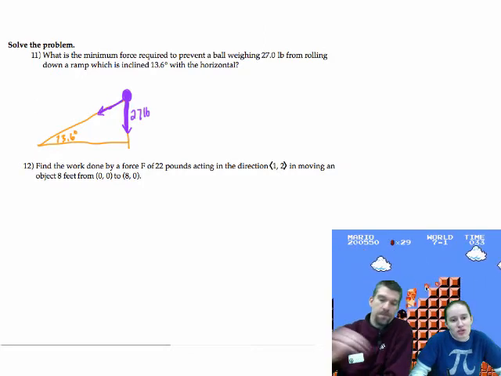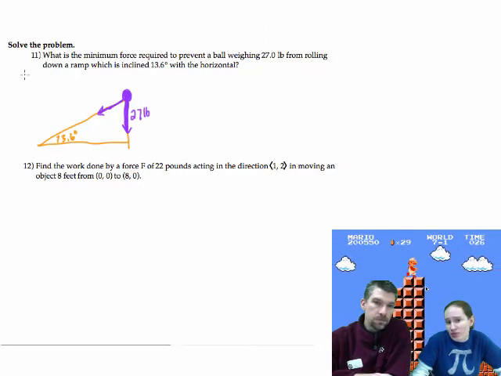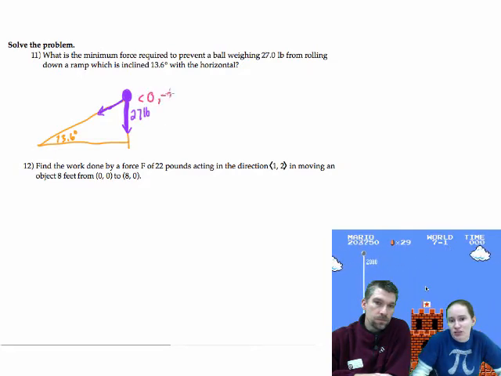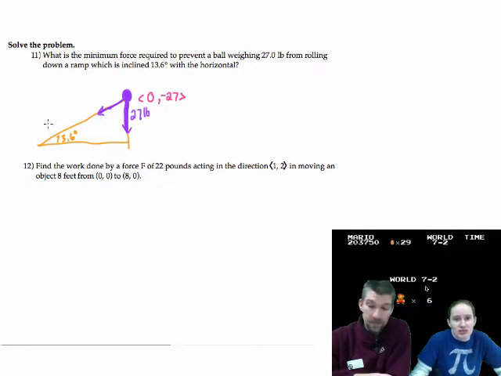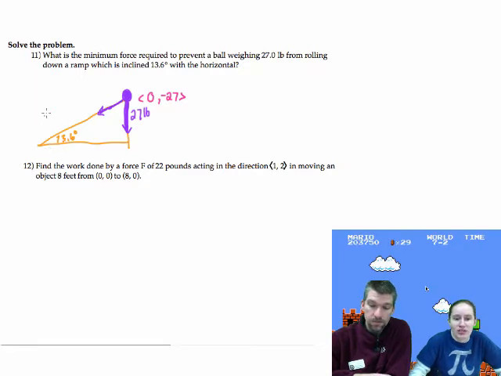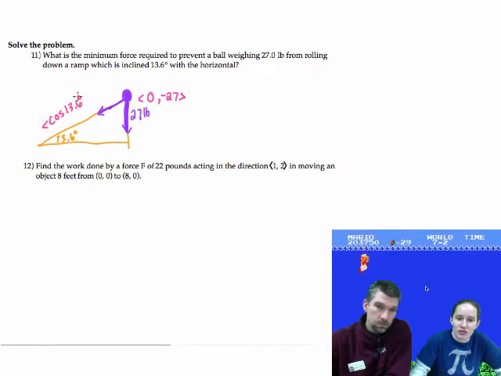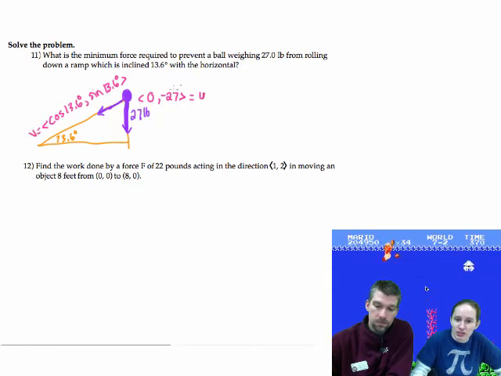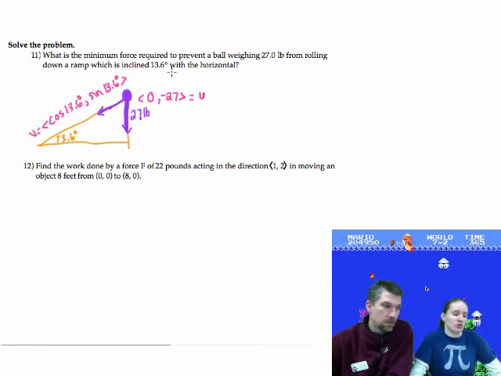So that means that we need a couple of vectors here. We need this vector for 27. We could say that's 0, negative 27, because it's a vector pointing down with a magnitude of 27. The 13.6, we can use that to find a unit vector, because if you have a unit vector, you can make it any magnitude you want to. Whenever we do this, this is going to end up being u for our projection formula, and this is going to be v for our projection formula.